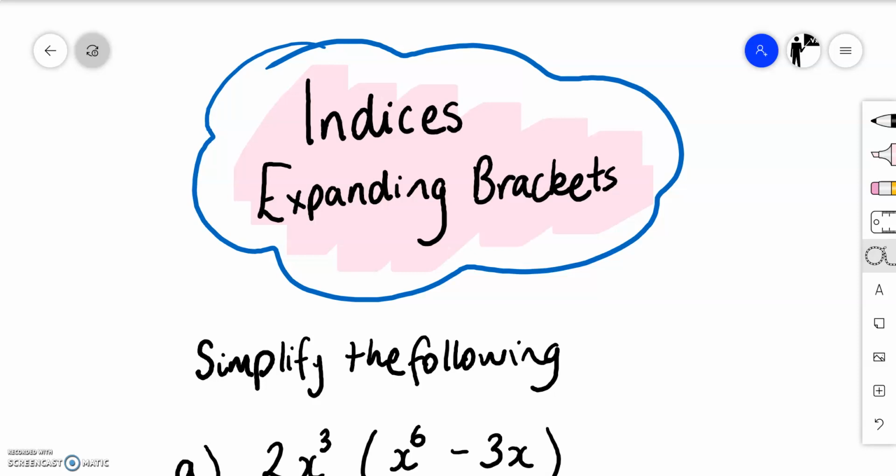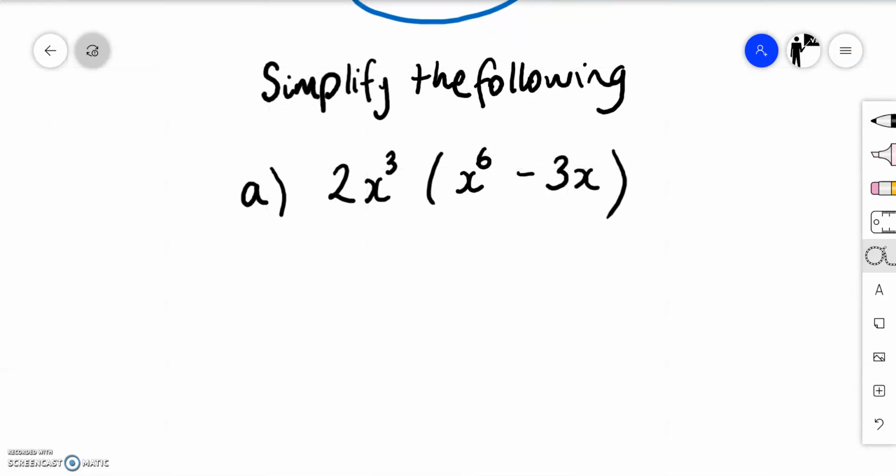In this video, we're going to have a look at expanding brackets with indices. This is now going to bring together all of our ideas that were encountered so far. Okay, so we want to simplify the following: 2x cubed multiplied by x to the 6 subtract 3x.